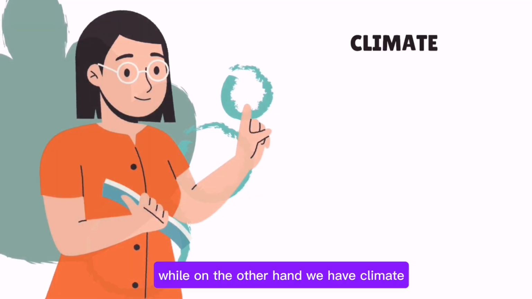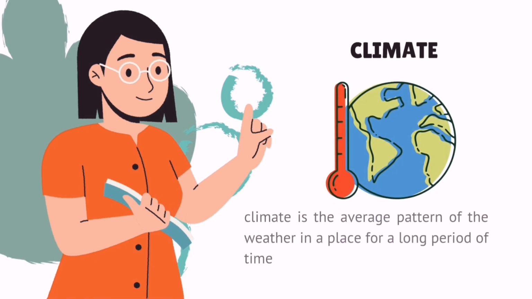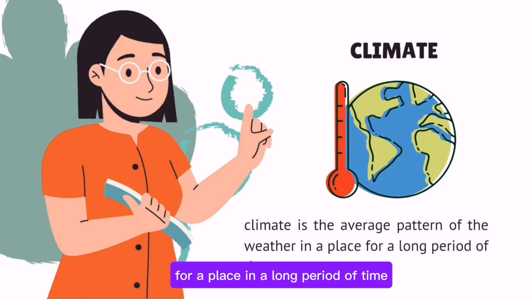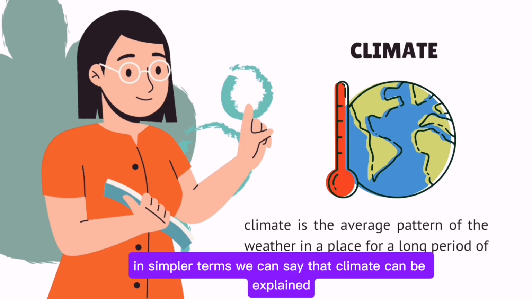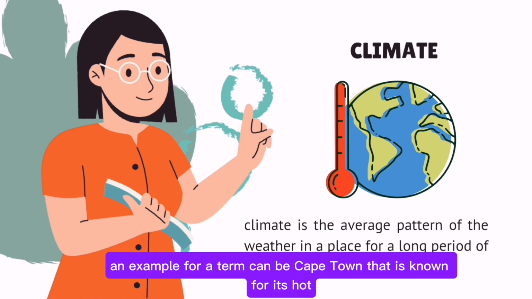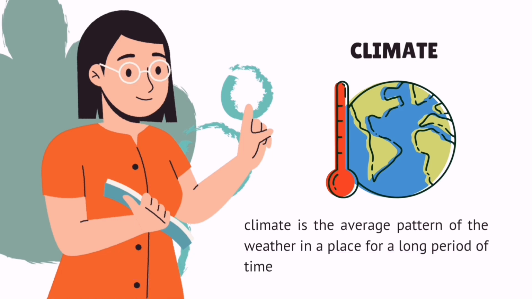While on the other hand, we have climate. So, climate is the average pattern of the weather for a place over a long period of time. In simpler terms, we can say that climate is like the personality of a place. It is there for a very long time. An example can be Cape Town, which is known for its hot, dry summers and cool, wet winters.